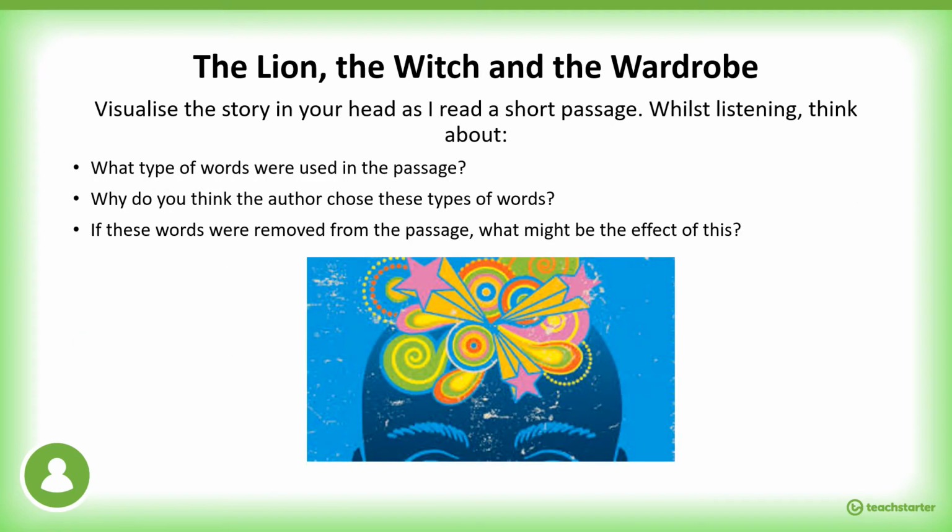I'm now going to read a passage from the book The Lion, the Witch and the Wardrobe. As I'm reading, I really want you to visualize the story in your head and imagine what this would look like if you were in this scene. Whilst listening, I want you to think about as well, what type of words were used in the passage? Why do you think the author chose these types of words? And if these words were removed from the passage, what might be the effect of this?